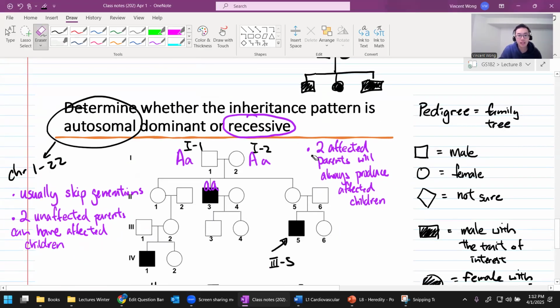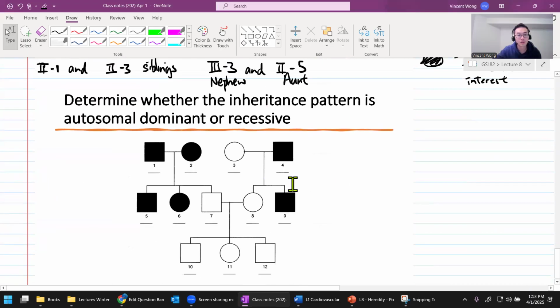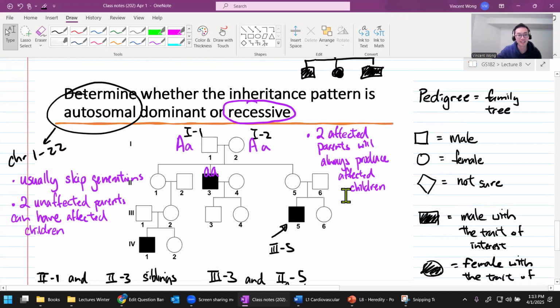So these are three things that you look for to determine whether it's recessive or not. I have a question. Sure. If the characteristic was dominant, what is going to be the outcome then? Yeah, that's going to be the next question.